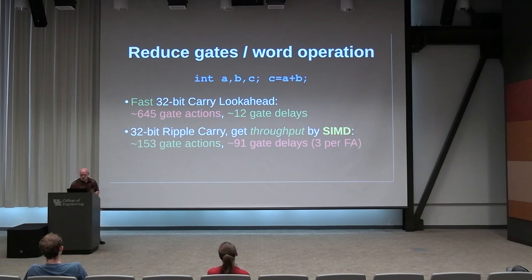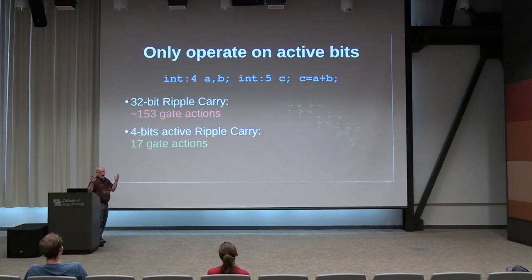So is that as good as we can do? No, we can do much better. Only operate on the active bits. If I take a look at this, let's say that it's 4-bit values for A and B, and I'm generating a 5-bit result C, right? It turns out here's actually the gate logic for it. I know that might be a little bit hard to read, but each of those is just a simple AND, OR, XOR gate, things like that, right?